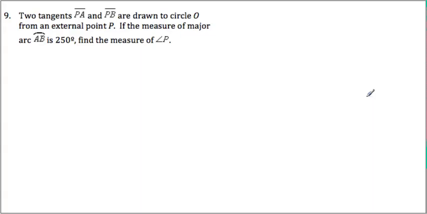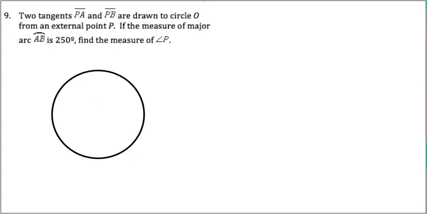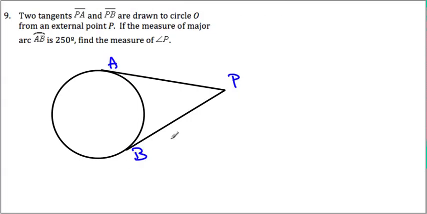Number 9. Two tangents PA and PB are drawn to circle O. So why don't I draw the circle O here for a second, and then I'll say PA and PB. If the measure of the major arc AB is 250, now find the measure of angle P.